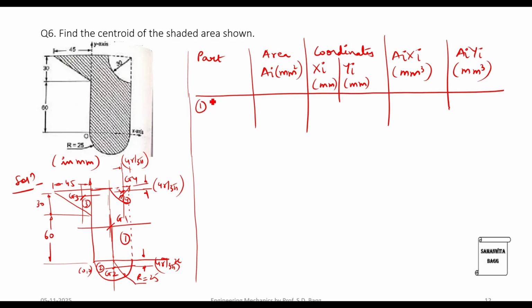The first part is the rectangle, for which the area is going to be 90 is the height and the base over here is 50. So it is 90 into 50, which is 4500. Xi will be half of this, which is 25. Yi will be half of the height, which is 90 by 2, 45. So once you multiply, you get this value as 112500. This is 202500.